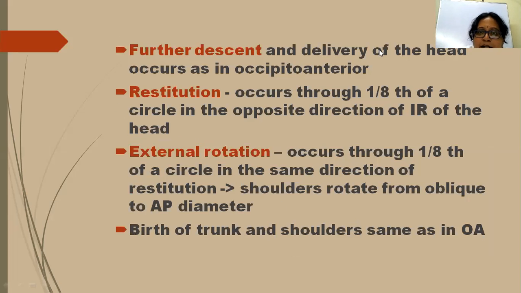So further descent and delivery of the head will occur the same as in the occipito-anterior. Restitution occurs through 1/8 of the circle in the opposite direction of the internal rotation. External rotation occurs through 1/8 of the circle in the same direction as restitution, and the shoulders rotate from the oblique diameter to the anteroposterior diameter, and birth of the shoulders and trunk will take place as in the occipito-anterior position.